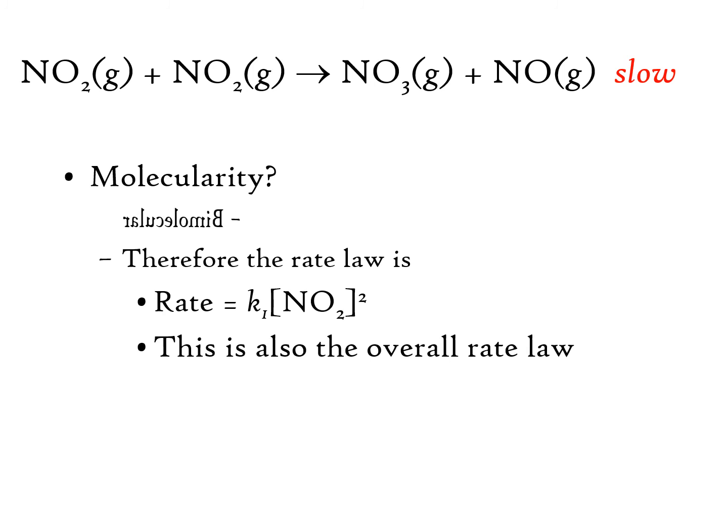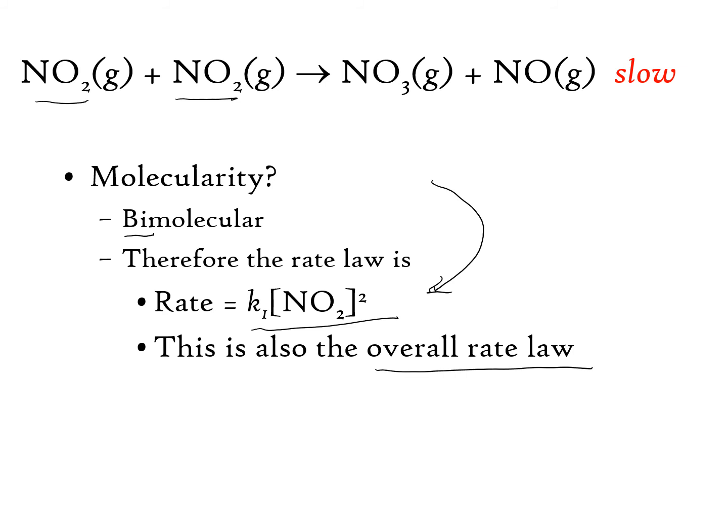So once more, we have a bimolecular slow step. So our rate law is k1, just because we have different rates. We have two reactions. The molecularity will determine the rate law, and that rate law should give us the overall rate law for the reaction.